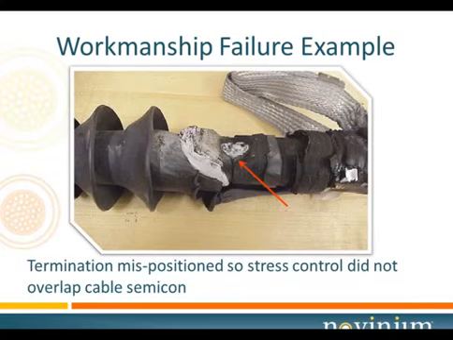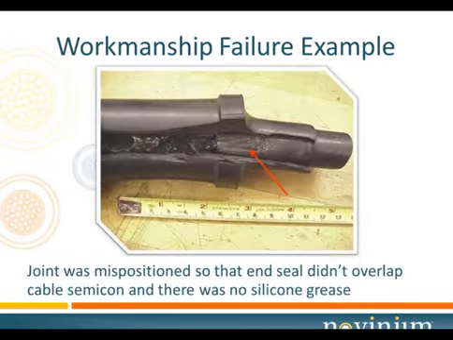Again, one where the termination was either not started at the correct marker, or it was stretched, or the cable was misprepped. Whichever way they did it, the stress control tube actually missed the insulation shield of the cable, the semicon of the cable, therefore creating an air void between them with no electrical stress control, and it blew a nice big hole in the cable at that end of the semicon there.